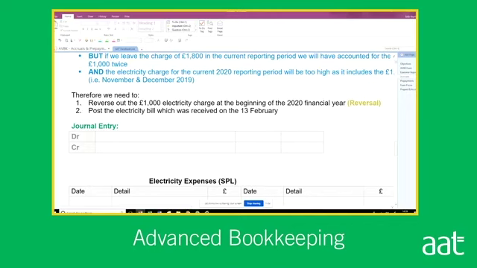The other thing as well that we need to take into account is we do need to obviously post the electricity bill that we received on the 13th of February for the 1,800.